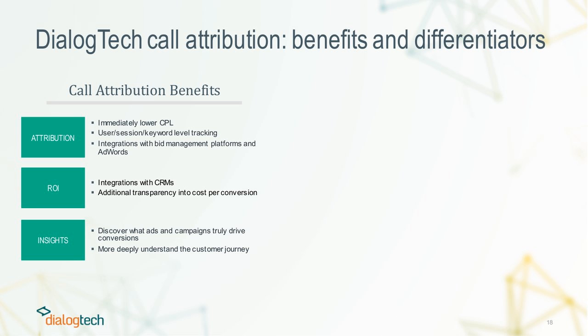So now specifically about SourceTrak, which is Dialog Tech's call attribution technology, there's 3 key benefits. Again, talking about attribution, it's lowering CPL, it's being able to integrate with different marketing technology platforms such as bid management platforms, and getting that really deep level of tracking. It's being able to improve your ROI, and you can integrate call data with your CRM system and really be able to track a caller all the way through to revenue and understand how those conversions are converting to revenue.